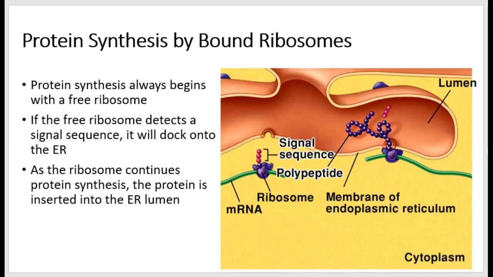When this signal sequence is present, which is not true of all proteins, the ribosome docks onto the ER, shown to the right in the picture. While it's docked on the ER, the ribosome continues to make the polypeptide, and as the polypeptide gets longer, it will be inserted into the lumen of the ER.